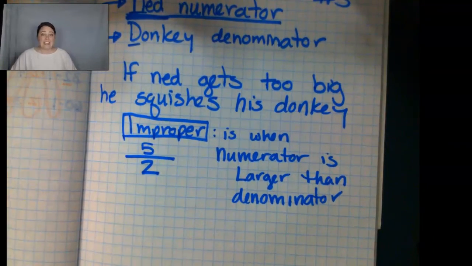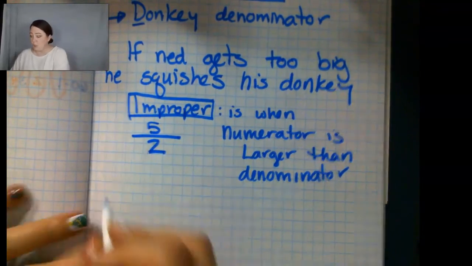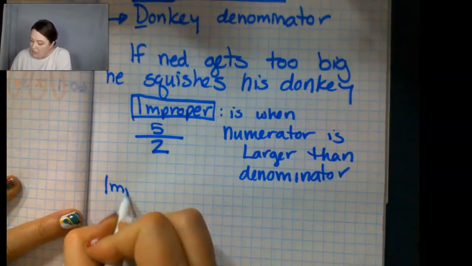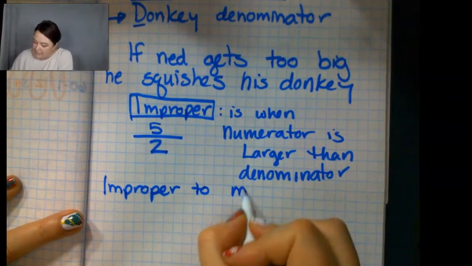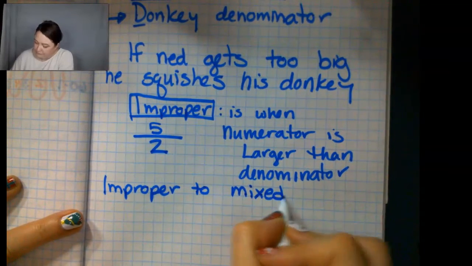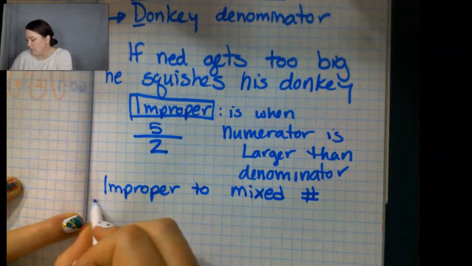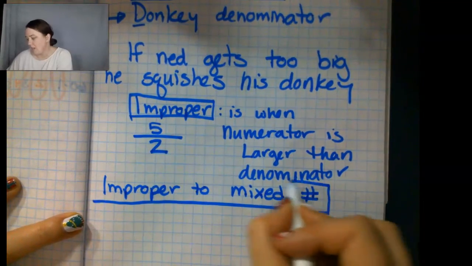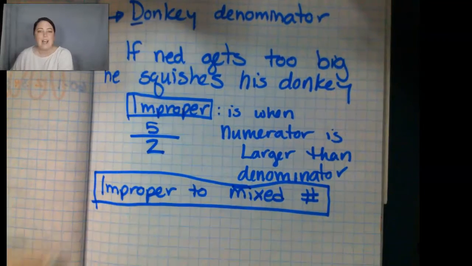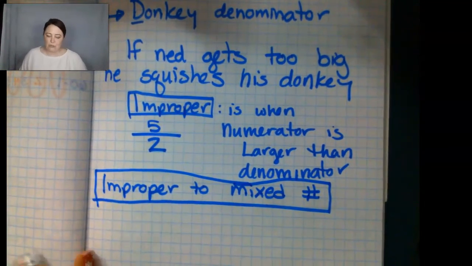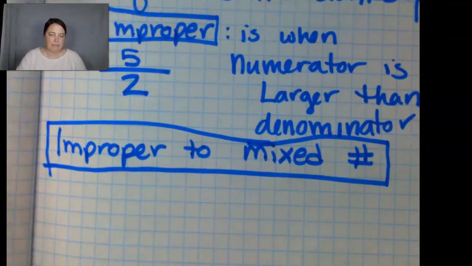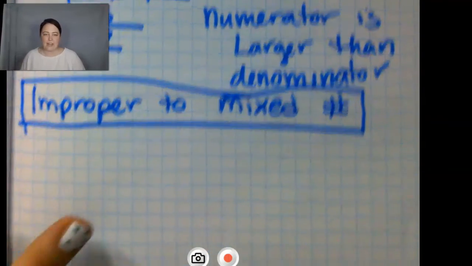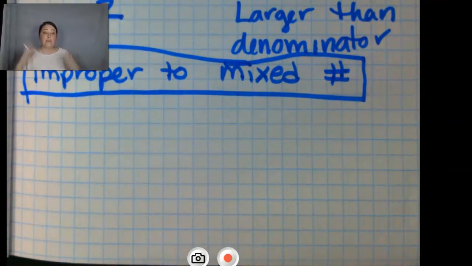So we then need to go from improper to a mixed number. Gotta help the donkey out. I don't even know why I have a grid paper. I can't seem to manage staying on. Okay, so now we need to go from an improper fraction to a mixed number.